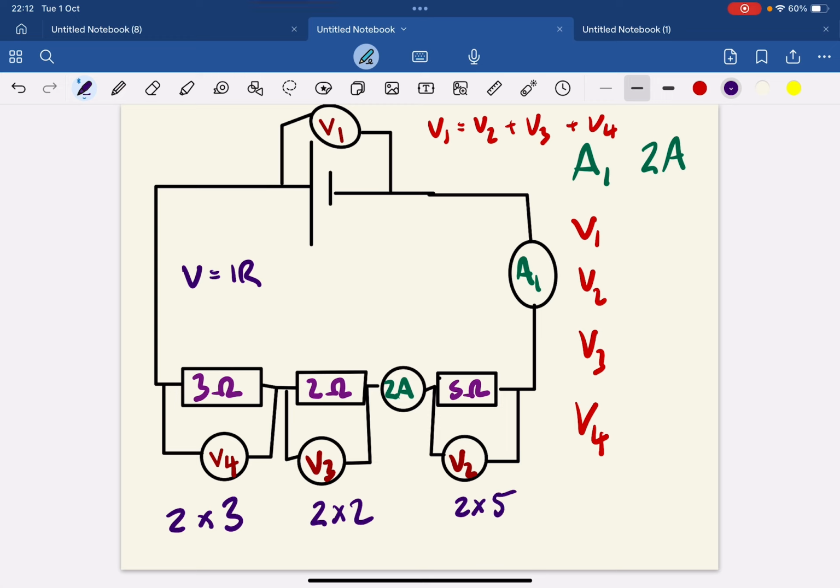So for V4, it's 2 times 3, which is going to be 6 volts. For V3, it's 2 times 2, which is going to be 4 volts, sorry. And V2 is 2 times 5, which is 10 volts. And as we said, V1 is all of these added together. It's a total: 10 plus 4 plus 6 is equal to 20 volts.